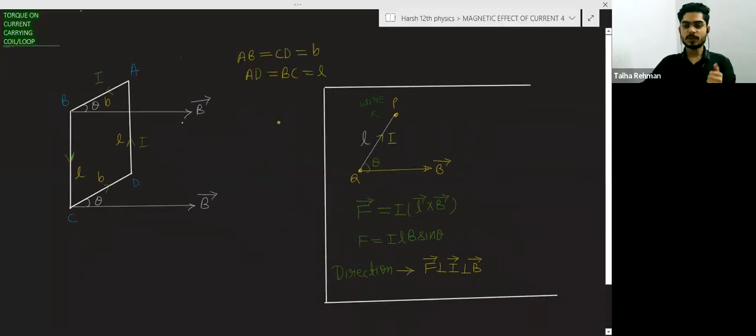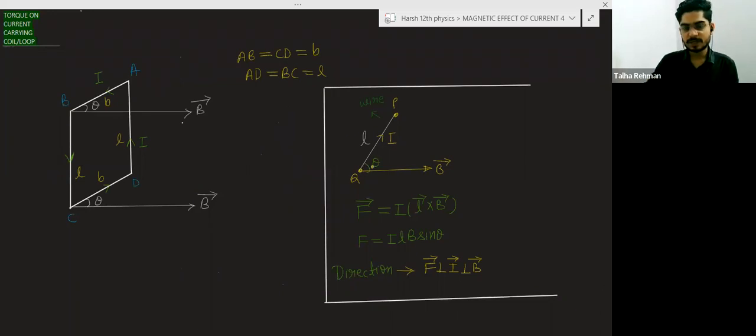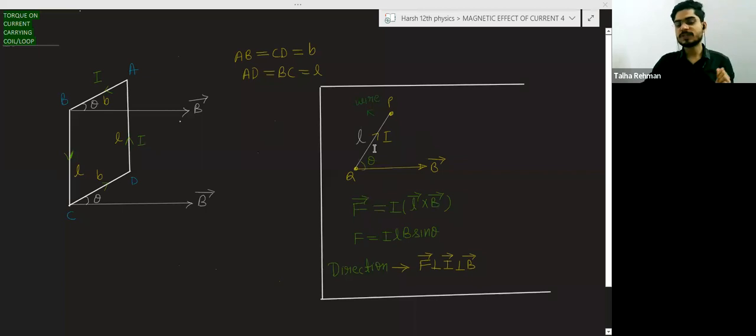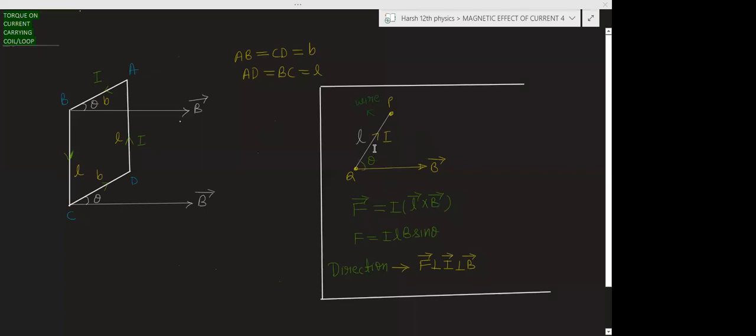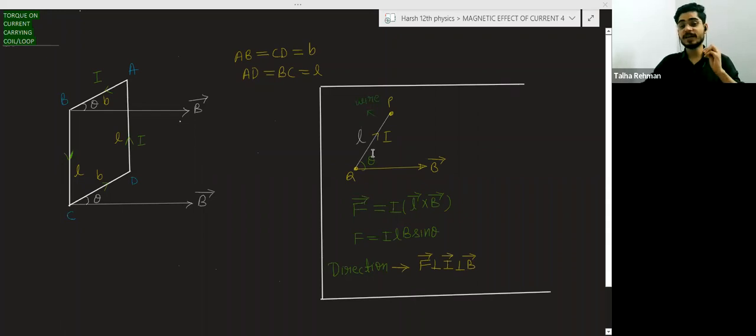Okay, so in this topic, two concepts will be used. First concept is the force. Two concepts will be used. First concept is when you are placing a current carrying conductor or current carrying wire in the magnetic field, the magnitude of the force is given by ILB sin theta. And what is theta? Theta is the angle between the magnetic field and the length vector.